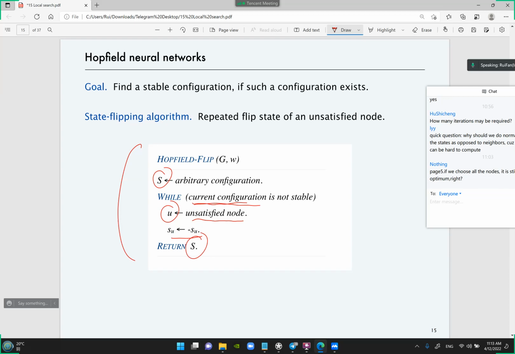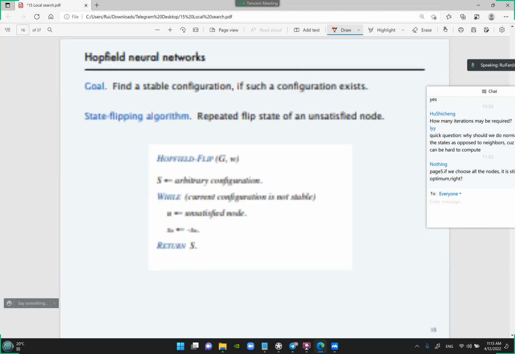Because if it's not stable, then the algorithm will not terminate. It will keep running until you end up with a stable state. So if we can prove the algorithm terminates, then the solution is guaranteed to be stable. Okay, so then how can we prove this algorithm?